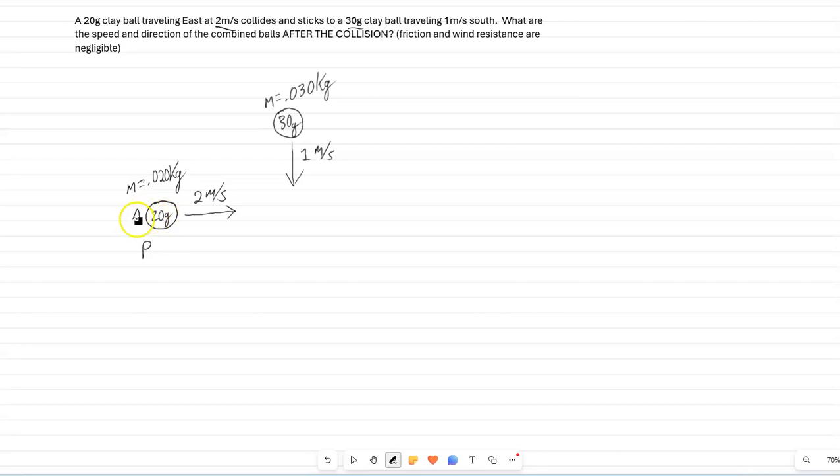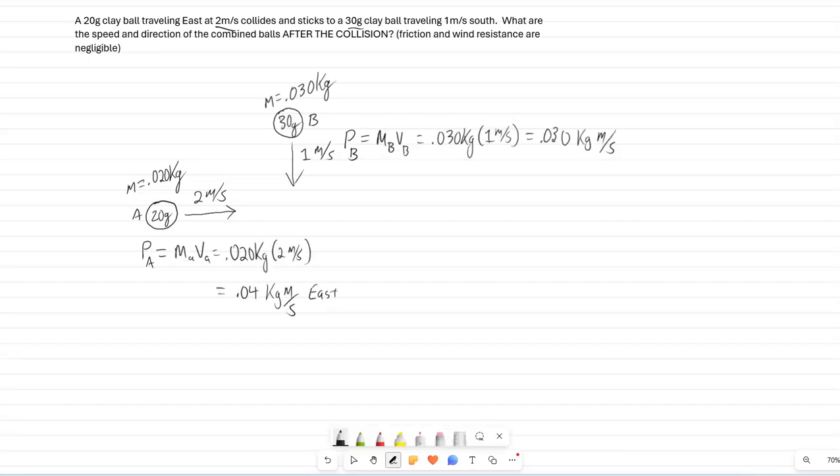Okay, so let's find the momentum of these two objects. We'll call this object A, we'll call this other object B. That way we can keep our notation consistent. I'm going to find the momentum here, and I'm going to find the momentum of this object, this clay ball traveling to the south. I'm going to hit pause, and you calculate those, and they'll magically appear with answers. Go. Okay, so through the power of calculator, we have these two momentums.